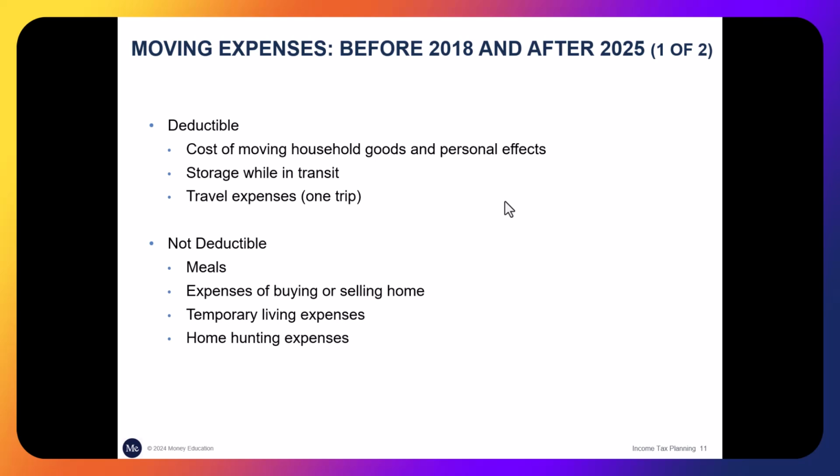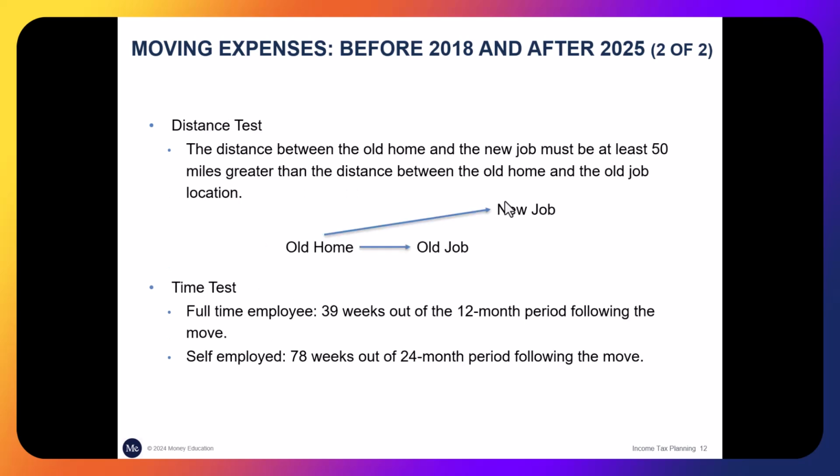So if you had moving expenses, it would have been pre-2018 deductible for the cost of moving household goods, storage and transit, and travel expenses, one trip. What's not deductible is meals, the expense of buying or selling a home, temporary living expenses, and home hunting expenses.